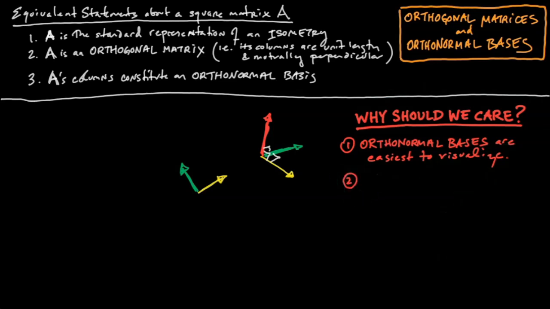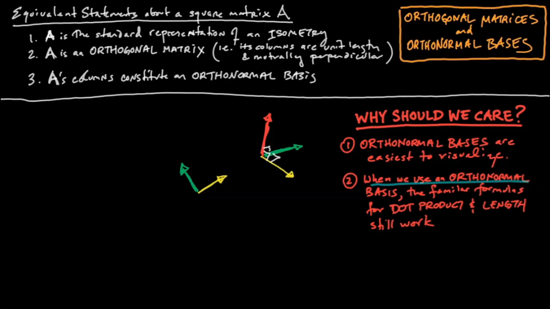The second reason we should care is really the primary one. When we use an orthonormal basis, the familiar formulas for the dot product of 2 vectors and the length of any individual vector, the formulas we learned back in chapter 1, still work. And this may not seem like such a huge thing, but when we have easy access to the means of computing lengths and the dot product, which gives us angles, then we can start to measure all sorts of things in natural ways. Areas, which are products of lengths, and volumes, which are products of 3 lengths, and hypervolumes, and so on and so forth. So the whole world of measurement really opens up to us in a very simple and familiar way.